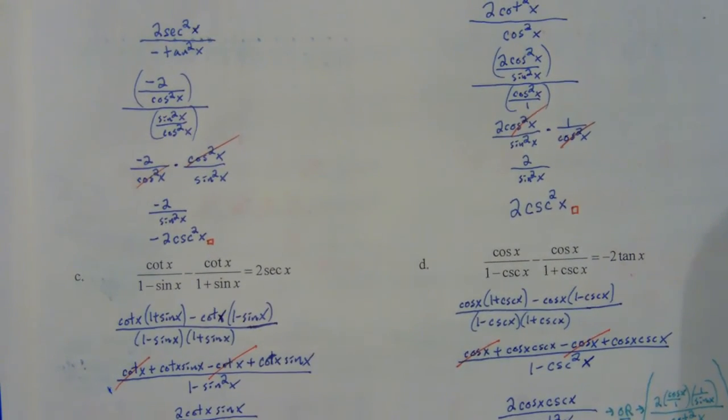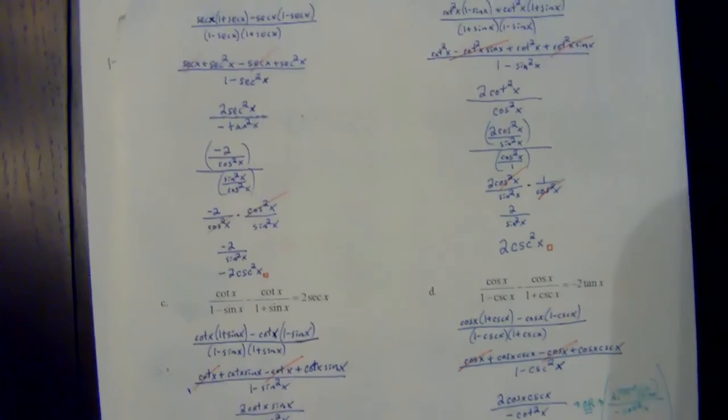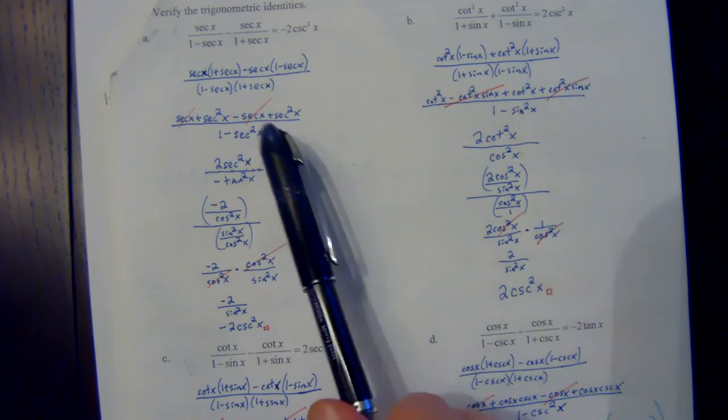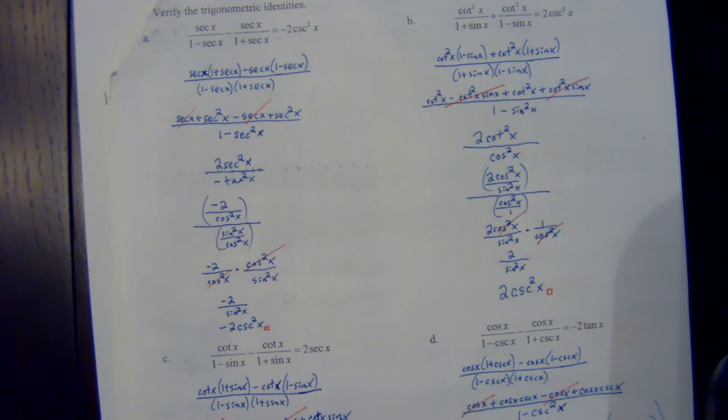Try letter A and letter C on your own. I think those are all pretty much the same kind of thing going on. This is very similar to the ones that we just got done doing right there, okay? So I'm taking a quick look. I don't see anything different.